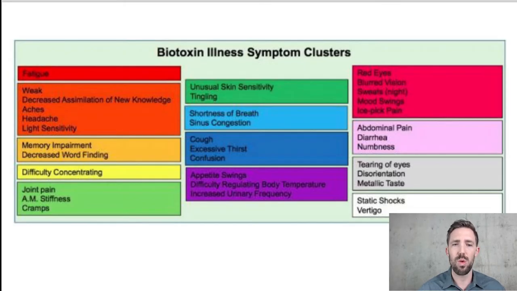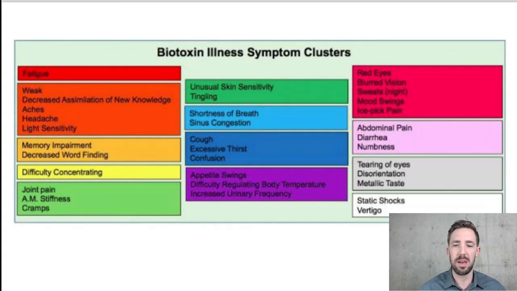The next box: weakness, decreased assimilation of new knowledge, aches, headache, light sensitivity. Next box: memory impairment, decreased word finding, difficulty concentrating, joint pain, morning stiffness, cramping, unusual skin sensitivity, tingling, shortness of breath, sinus congestion, cough, excessive thirst, confusion, appetite swings, difficulty regulating body temperature.